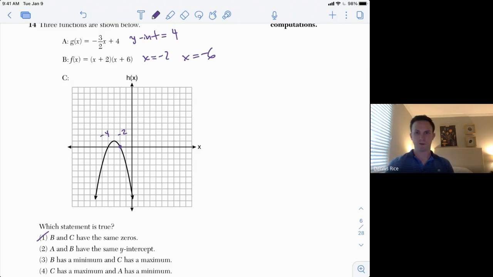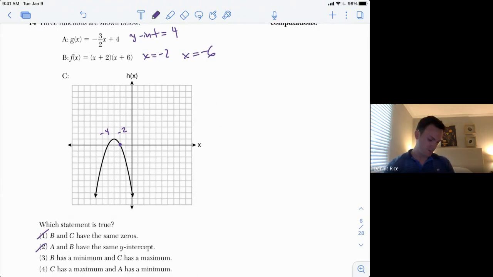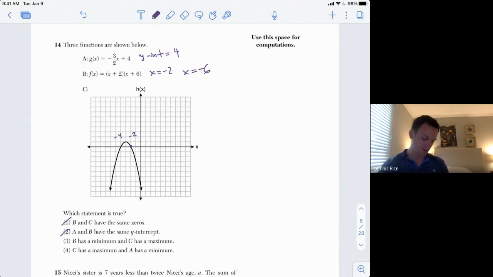This is one of those where you have to go through all the choices here. So we said 1 and 2 are out. Probably one of the more time-consuming questions. B has a minimum and C has a maximum. So that's easy. C does have a maximum.